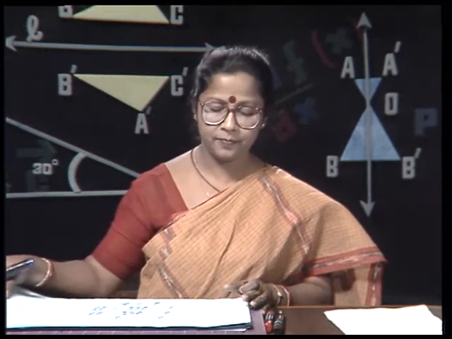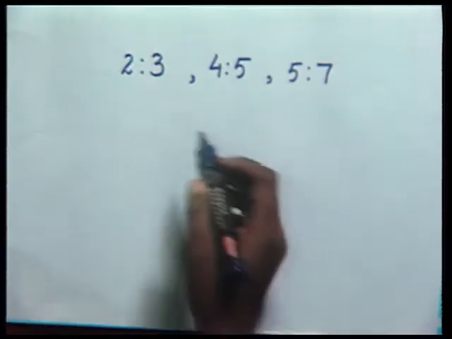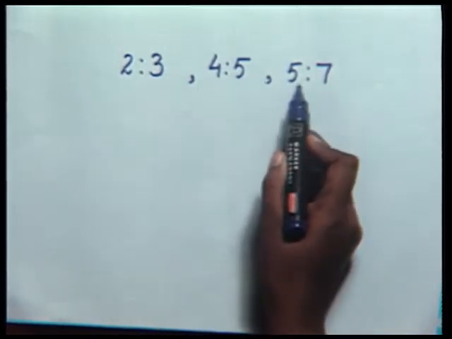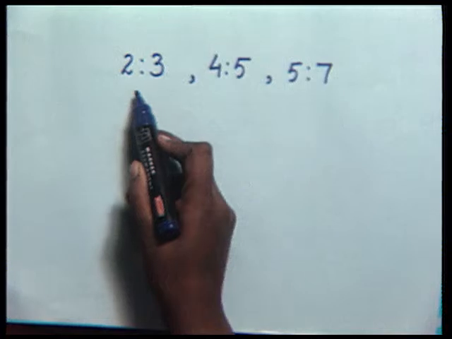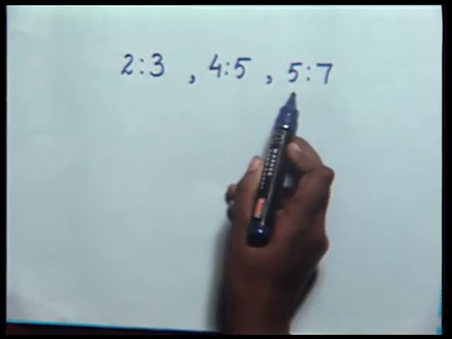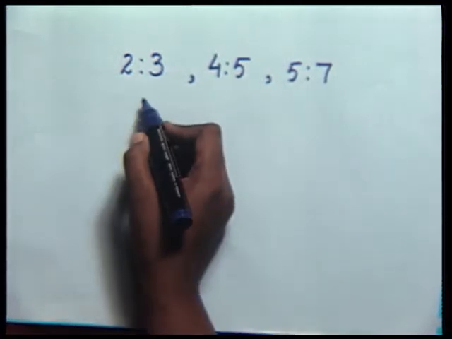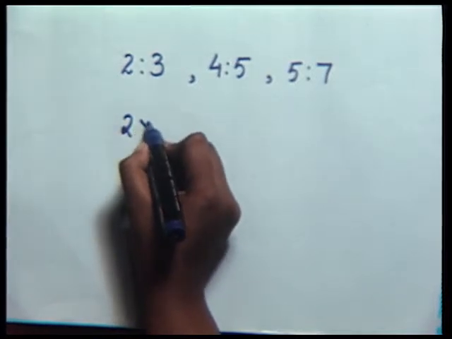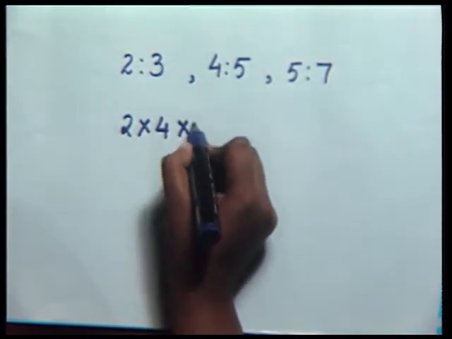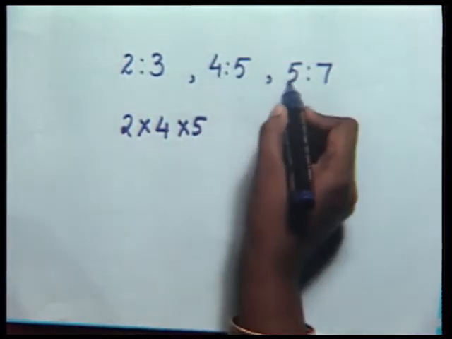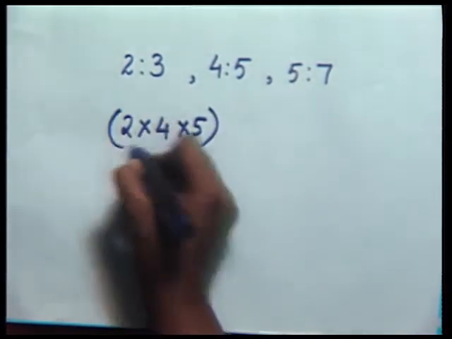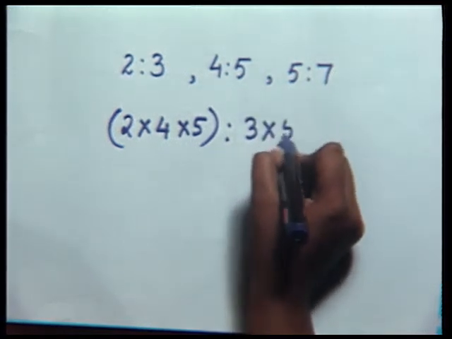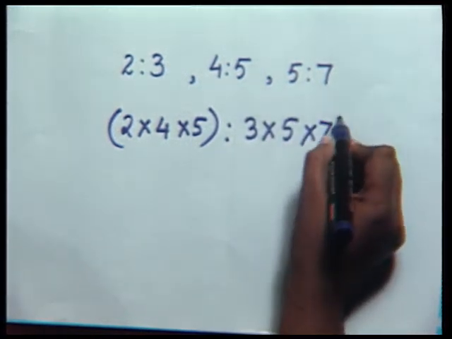For example, suppose we are given these ratios 2 is to 3, 4 is to 5 and 5 is to 7. We have to find out the compounded ratio of these three ratios. So we multiply these ratios term wise. The compounded ratio of these three ratios will be 2 into 4 into 5 is to 3 into 5 into 7.